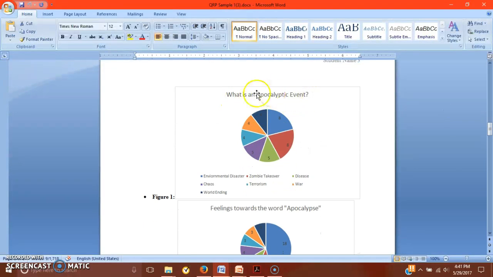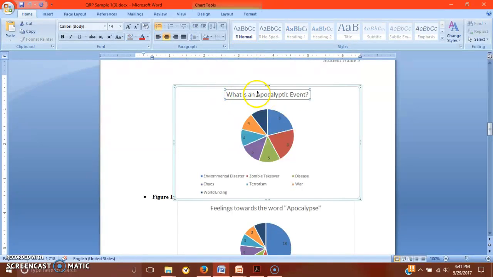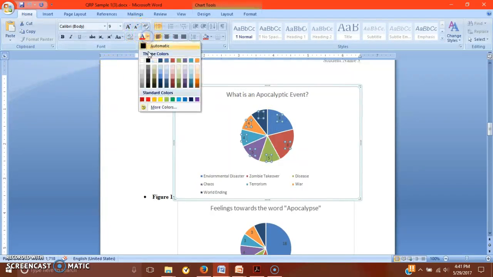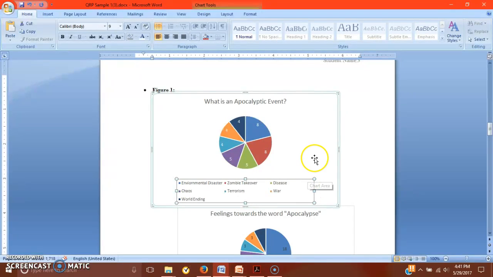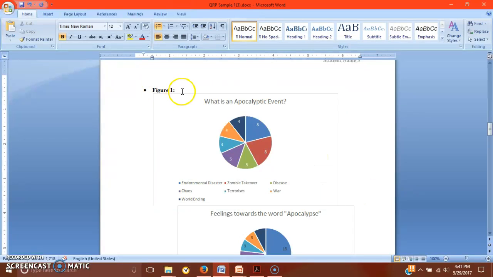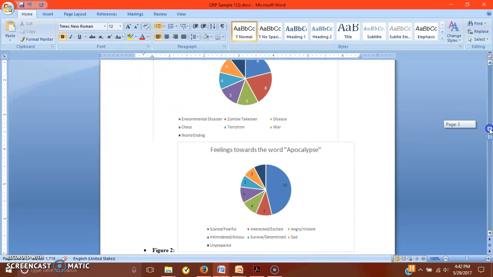What is an apocalyptic event? This is pulled straight from the survey question that he wrote for the students. And he has the numbers here. These I would highlight and just make white so you can see them a little bit better. And then this here, I would just enlarge. So there's some formatting things that I would recommend to the student. However, the overall formatting of like figure one, and you can put just finding one here to make it easier for you to keep track of.